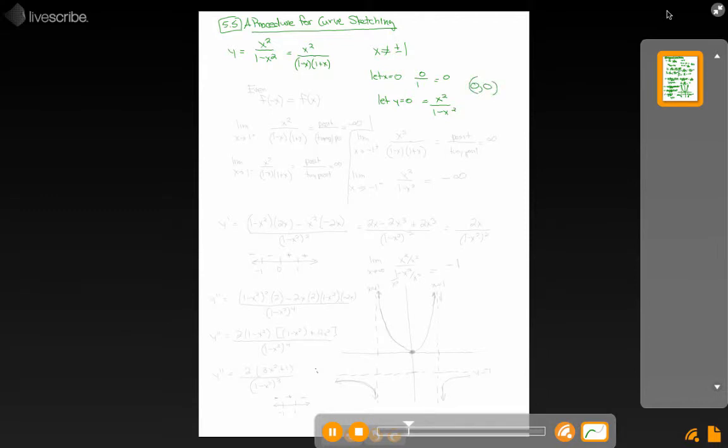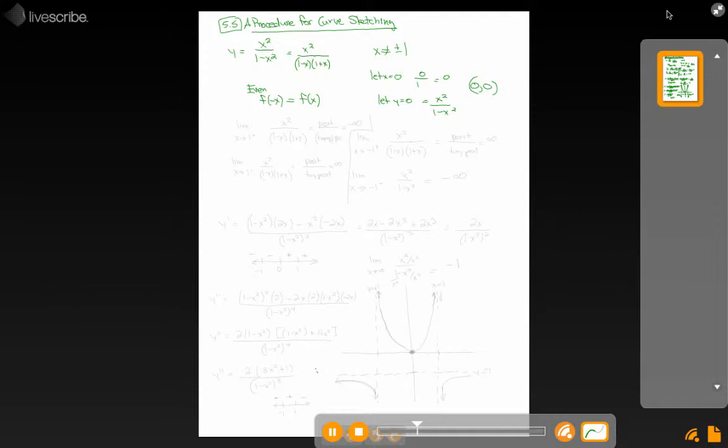Now when I talk about symmetry, since both x's in this equation are being squared, we do have even symmetry, meaning that if you put in a negative number for x, you get the same answer as if you put in a positive number, since you're squaring them, which will help me with my drawing later on.